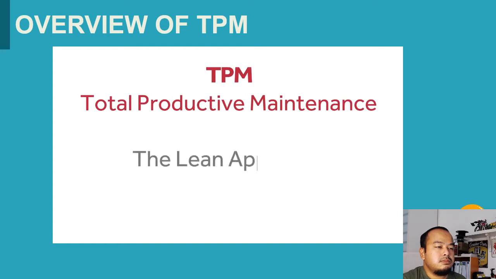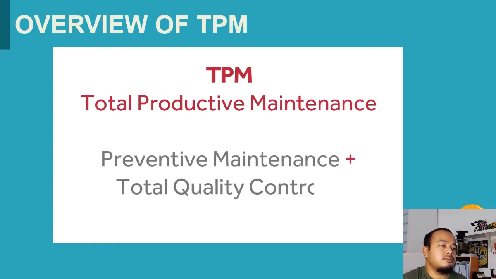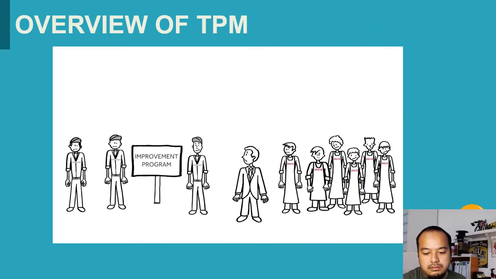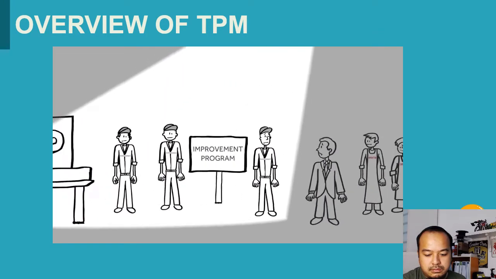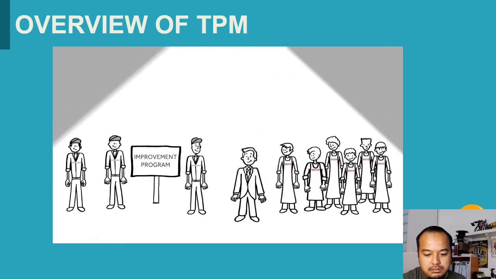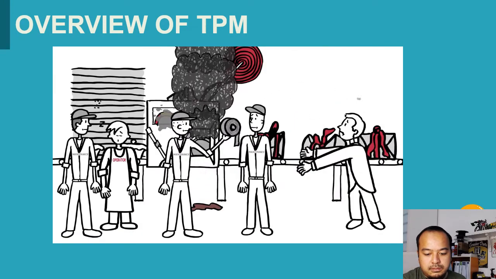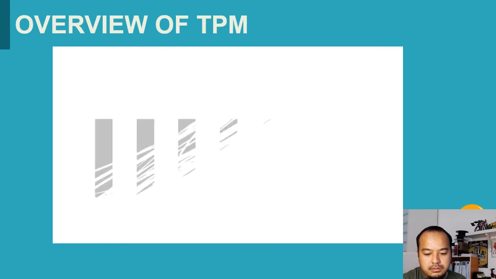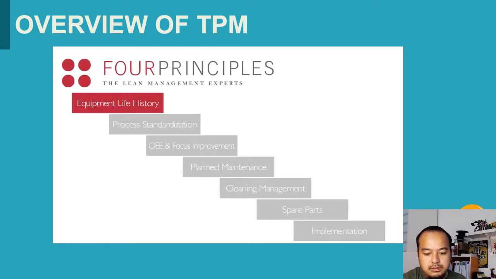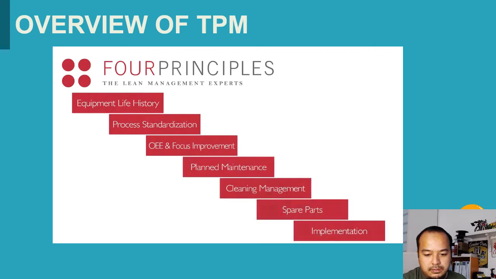TPM is the lean approach to improving the manufacturing process, combining the traditional practice of preventive maintenance with total quality control and total employee involvement. TPM is not just an improvement program for maintenance staff only, or a program to only cosmetically improve machines. It is an organization-wide equipment improvement strategy which focuses on eliminating the major equipment-related losses. There are many approaches to TPM. At 4 principles, we've identified 7 pillars to ensure a practical, sustainable approach.